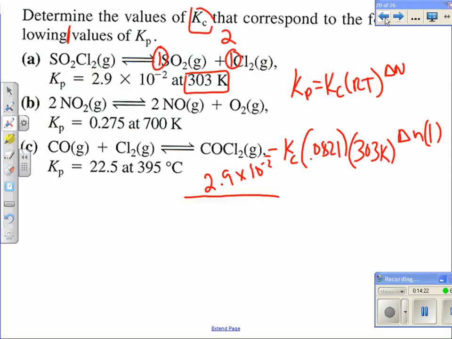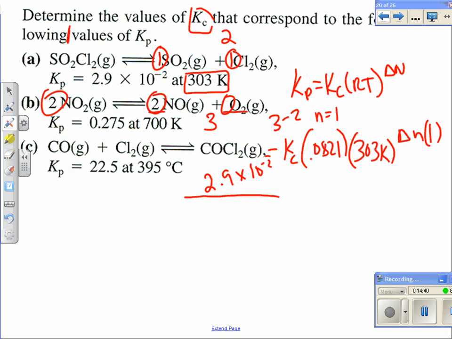If you look back at the next one, how many moles of gaseous products do I have here? I have a total of 3. I have 2 there, 1 there. I have 2 on that side, so I'm going to take 3 minus 2 to find my delta n. My delta n value for this one would be equal to 1.